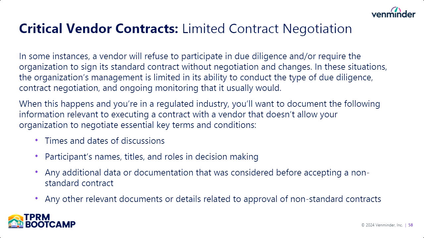In those instances, you certainly want to document the steps and the conversations that you had around how you could possibly negotiate some changes, who you worked with, what their roles were in that decision making, any additional data or documentation that you reviewed prior to signing that contract without being allowed to negotiate any of the terms, and really any other relevant documents or details that will support the approval of this contract with this critical vendor that didn't follow your agreed upon process.